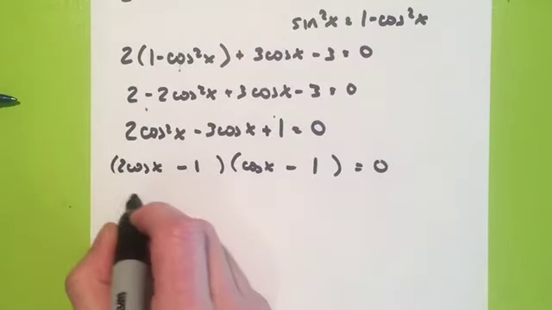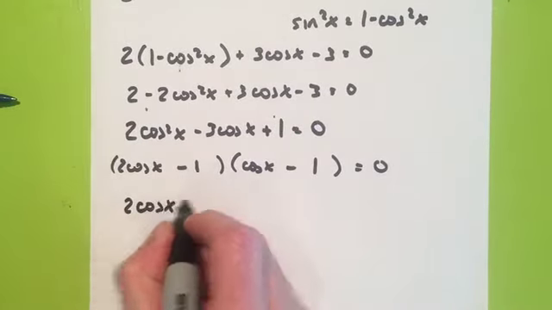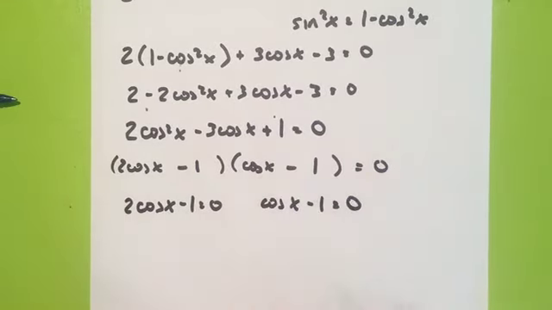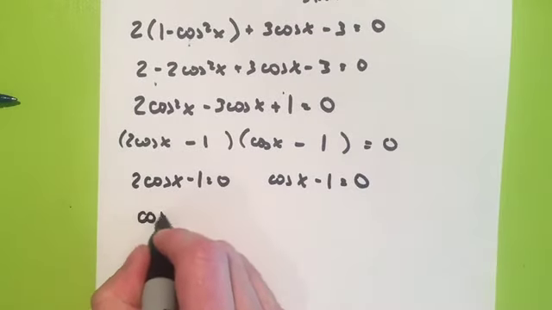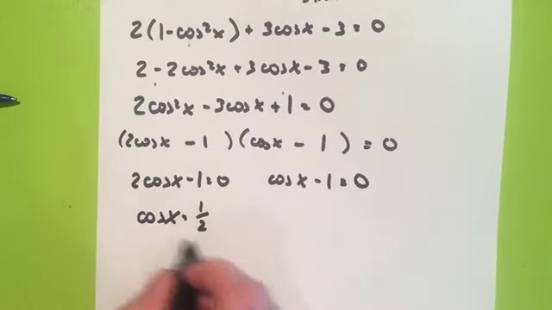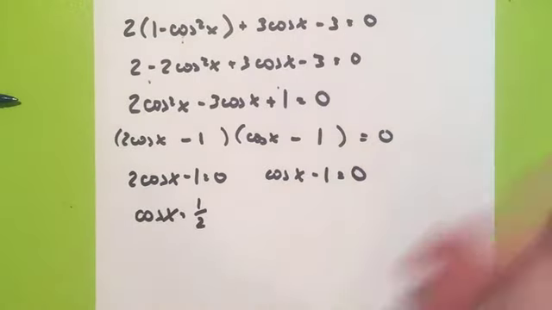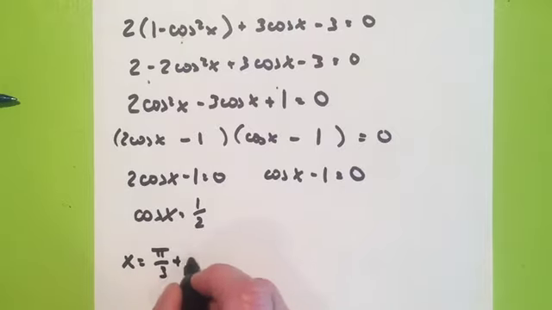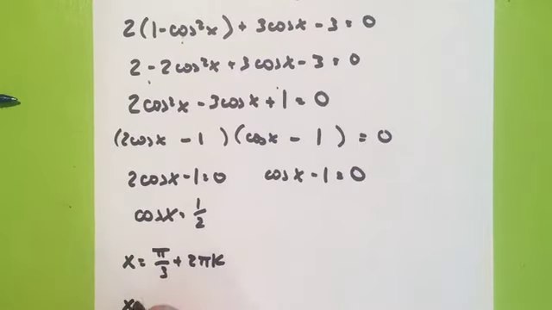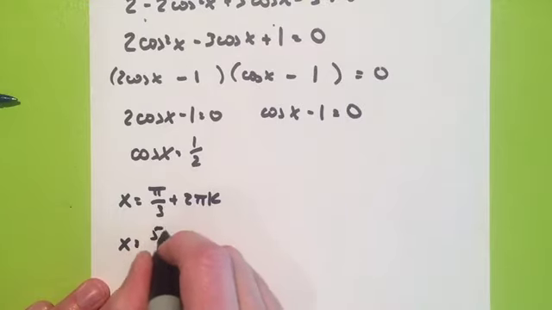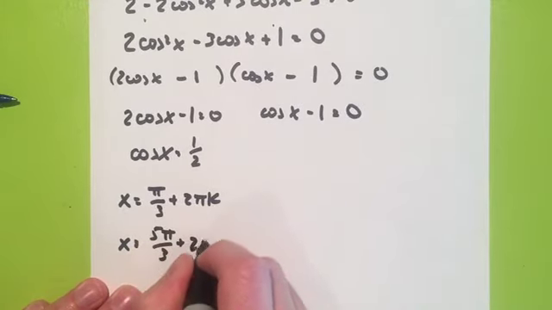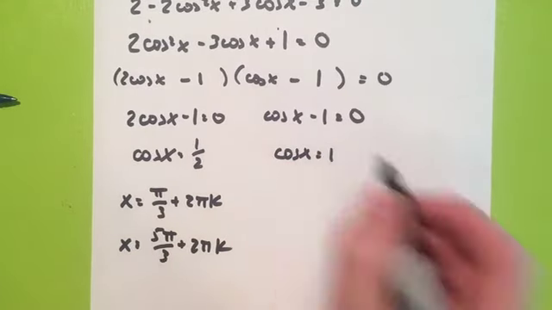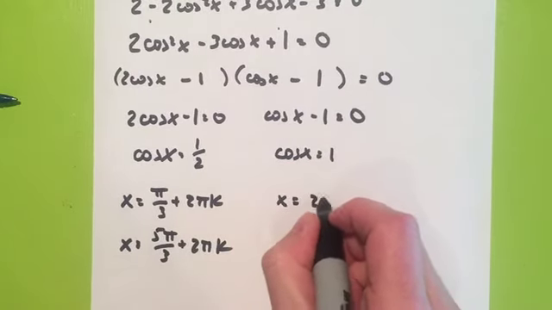Setting each factor equal to 0, we've got 2 cosine of x minus 1 equals 0, and cosine of x minus 1 equals 0, and we'll take each individual one. Cosine of x equals 1/2. That's going to happen in quadrants 1 and 4. So I know that is pi over 3 plus 2 pi k, or 5 pi over 3 plus 2 pi k. For the other factor, we've got cosine equals 1, and that gets us 2 pi k.